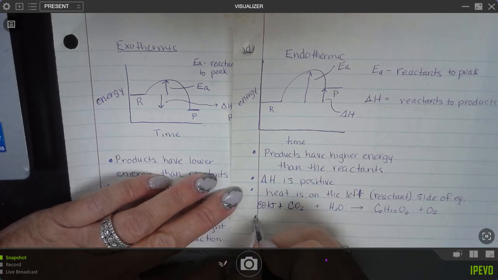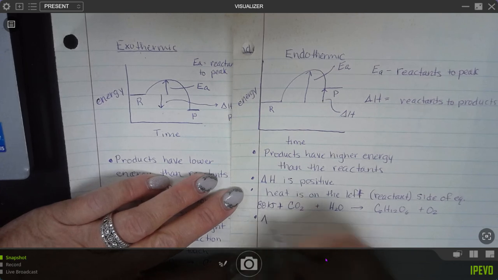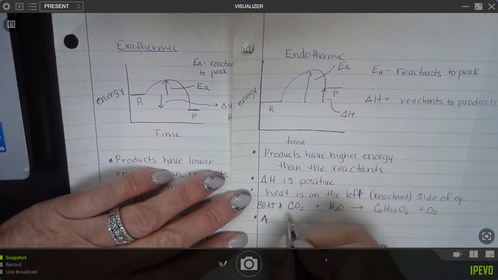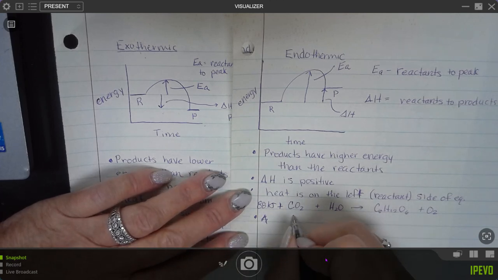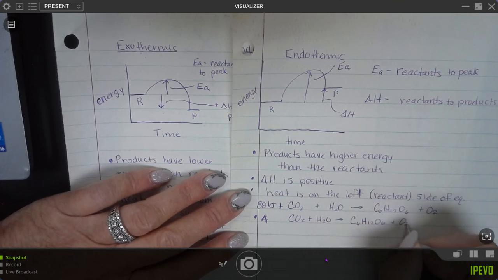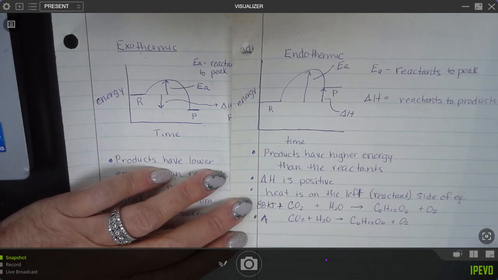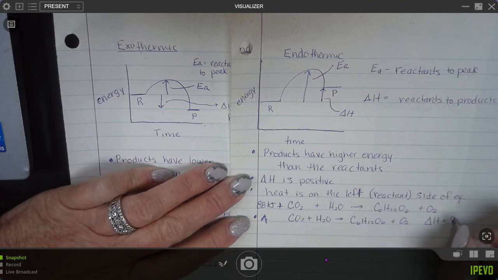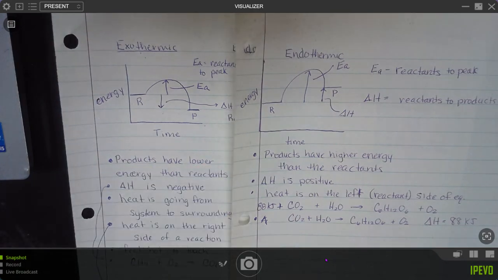Okay. Delta H, we said delta H is positive, so I'm going to rewrite this equation. So if I were to write CO2 plus H2O produces, all right, heat is positive. So we would say delta H is equal to a positive 88 kilojoules.